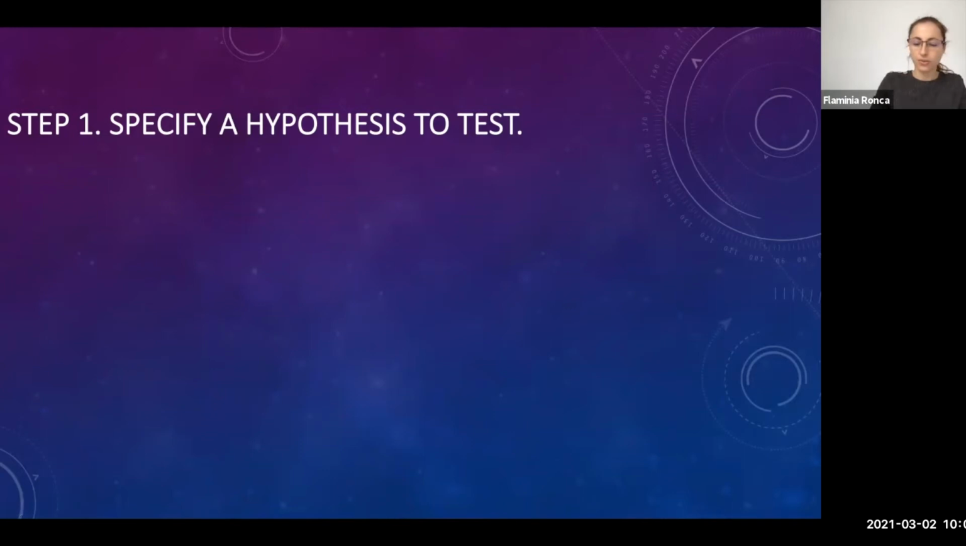Okay, so there's 5 steps involved. The first thing you need to do is to specify your hypothesis. So what are you testing? What are your outcome variables? What is your intervention or your treatment, and what do you expect to see from it?